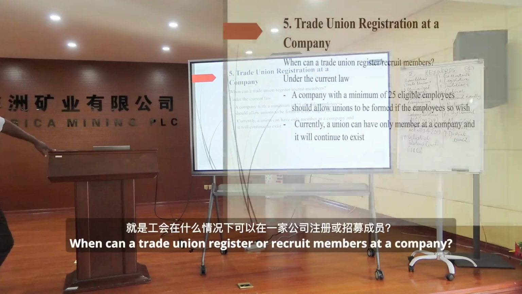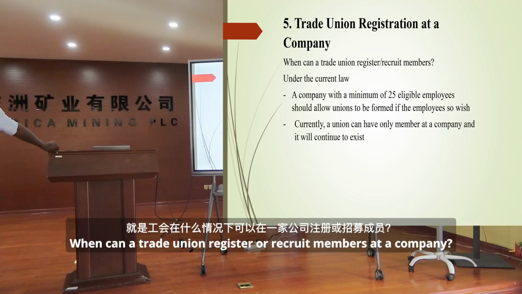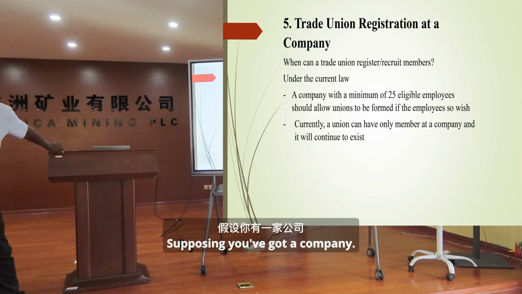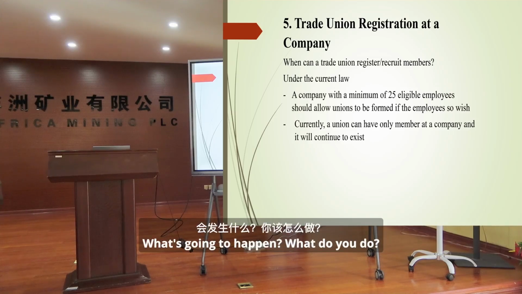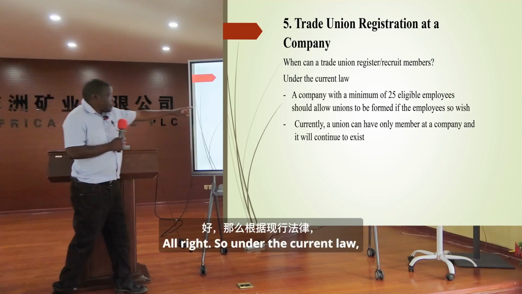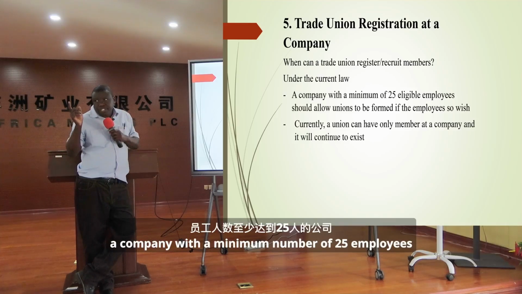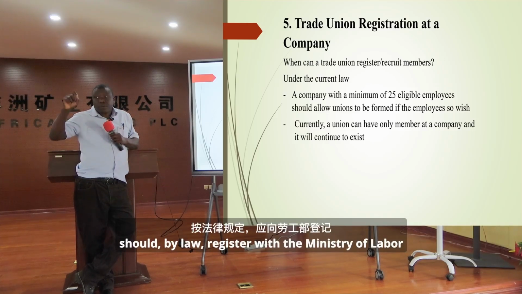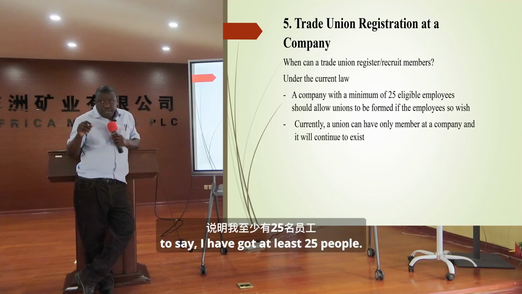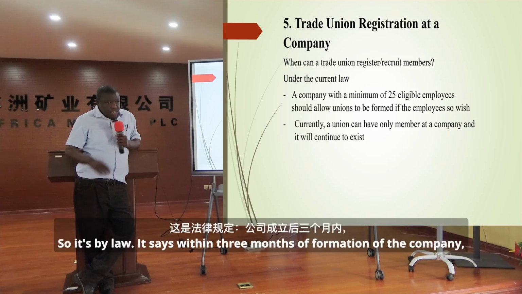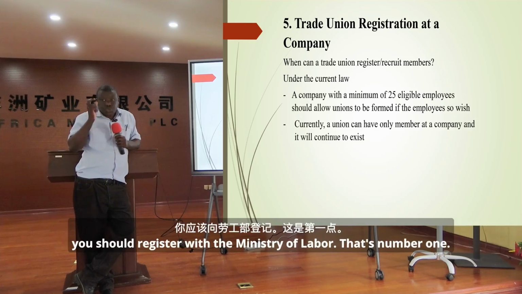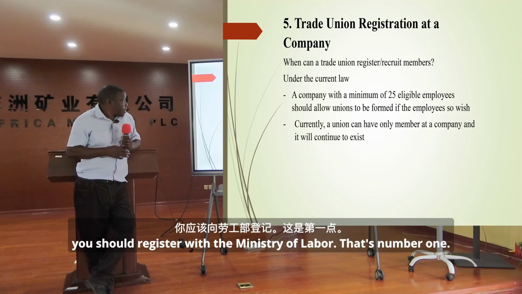Now, here's the thing. When can a trade union register or recruit members at a company? Supposing you've got a company, and a union says, I want to bring a union to your company. What do you do? Under the current law, a company with a minimum of 25 employees should, by law, register with the Ministry of Labor to say, I have at least 25 people. If you don't do that, penalties may come. The law says that within 3 months of formation of the company, you should register with the Ministry of Labor. That's number one.